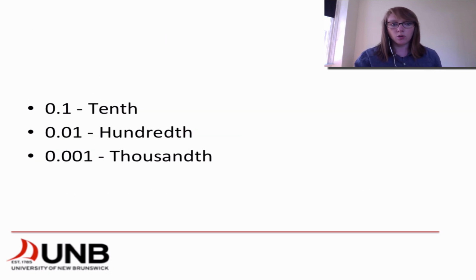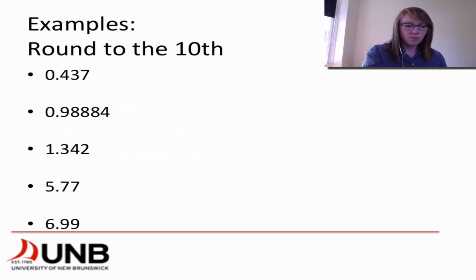So just to go over what I just taught, we have 0.1. The 1 would be in the 10th position. 0.01, our 1 is in the 100th position. And 0.001, that 1 is in the thousandth position. So let's move on to some examples and do some rounding.